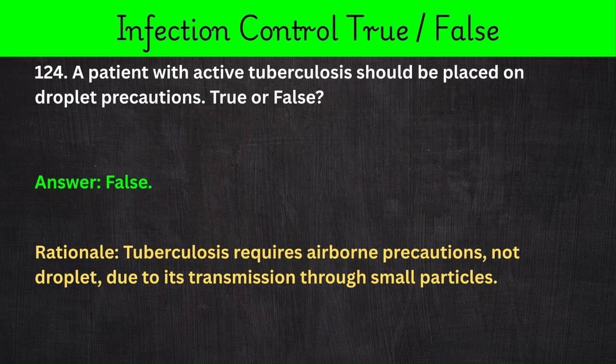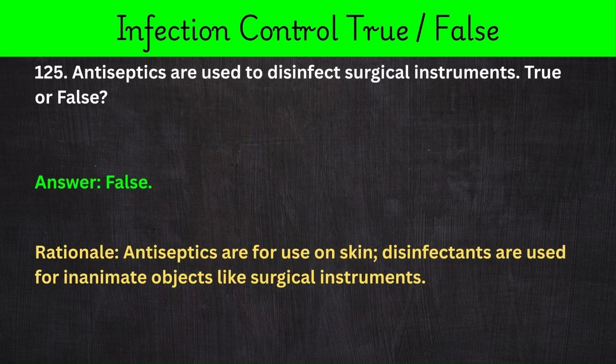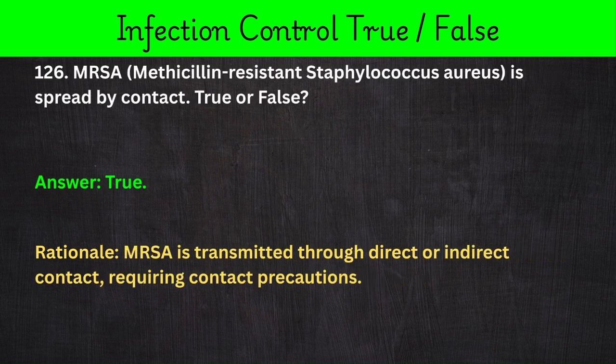True or false? Answer: false. Rationale: tuberculosis requires airborne precautions, not droplet, due to its transmission through small particles. 125. Antiseptics are used to disinfect surgical instruments. True or false? Answer: false. Rationale: antiseptics are for use on skin.